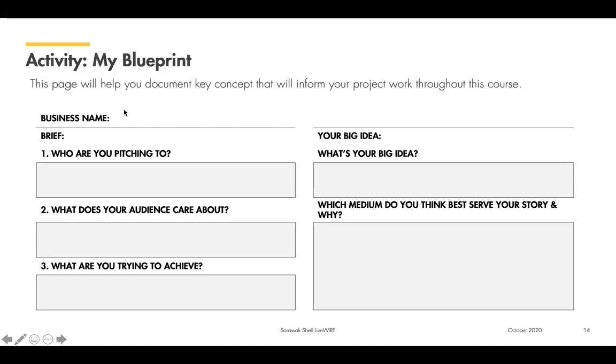So for this activity, you can write down your business name. Maybe your business name is Elevate. Maybe your business name is Eda Baran, right? Then you can answer the three questions for the brief.